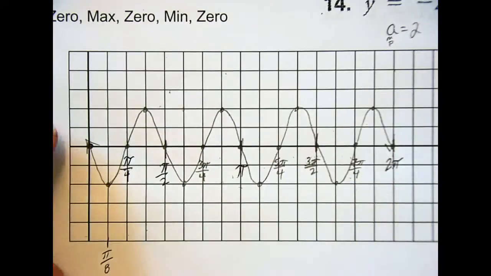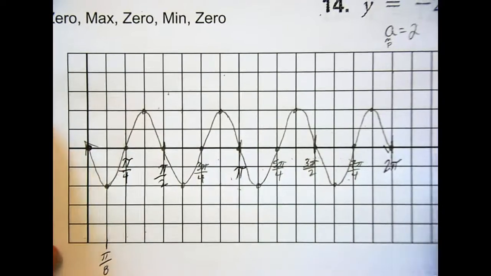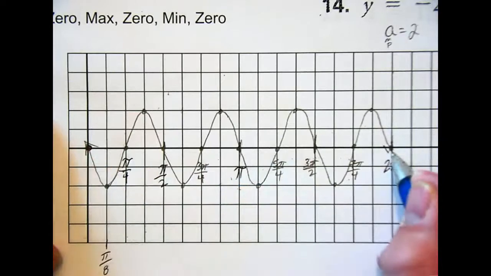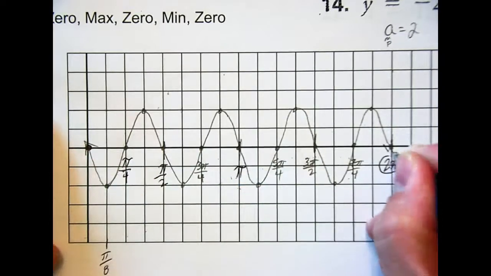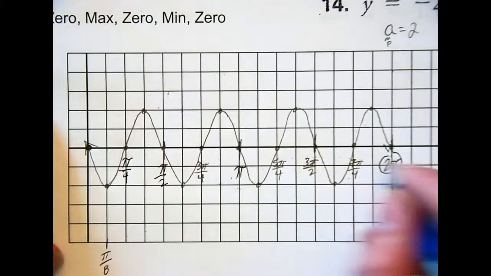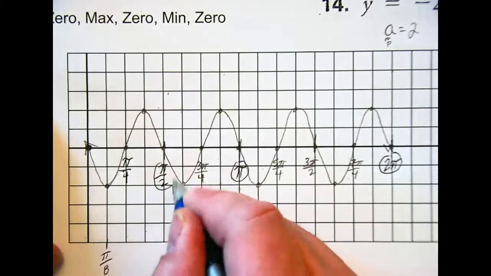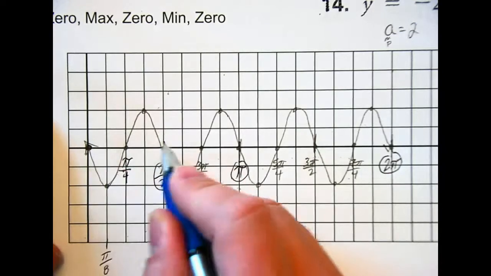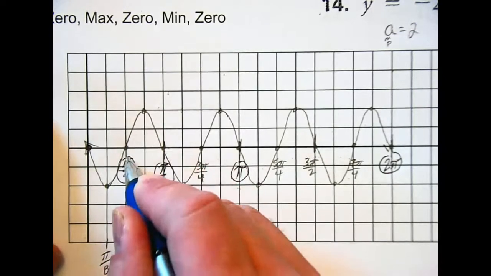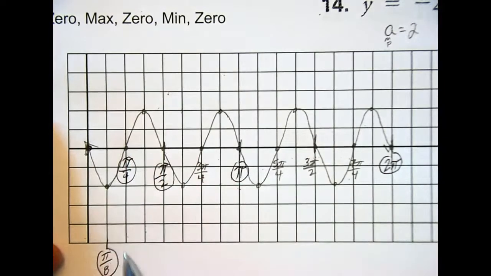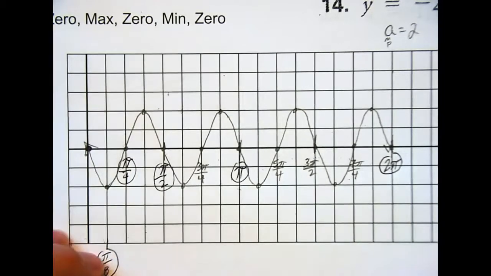Okay, let me go through it one more time. B is 4, right? So that means we have 4 cycles from 0 to 2 pi. So we know that the end is 2 pi. Halfway from 0 to 2 pi is pi. And halfway from 0 to pi is pi over 2. And halfway from 0 to pi over 2 is pi over 4. And halfway from 0 to pi over 4 is pi over 8. And by doing that, we're able to figure out what one line is, and then we just count by 8s. All right. Very good.